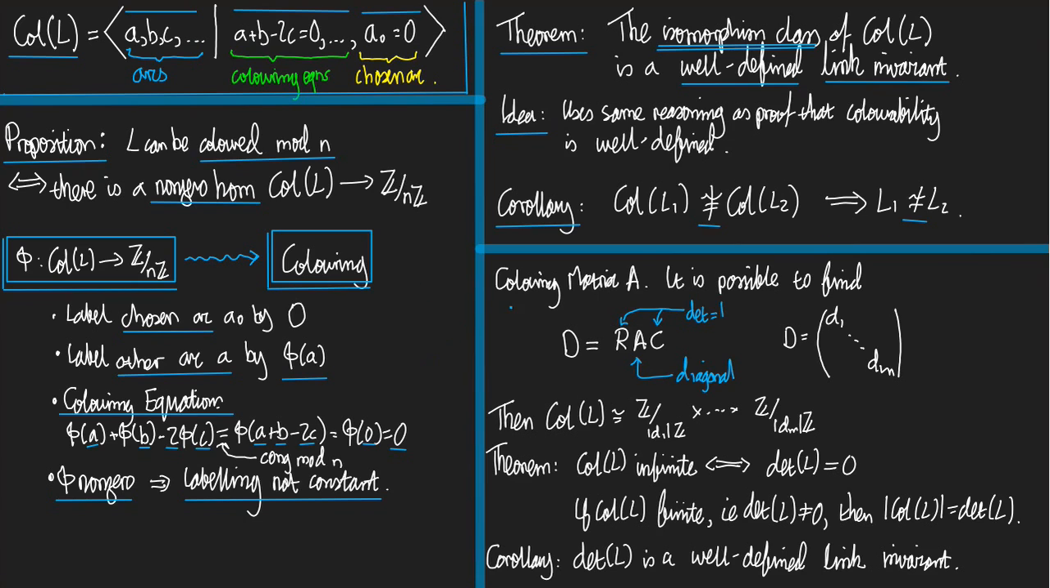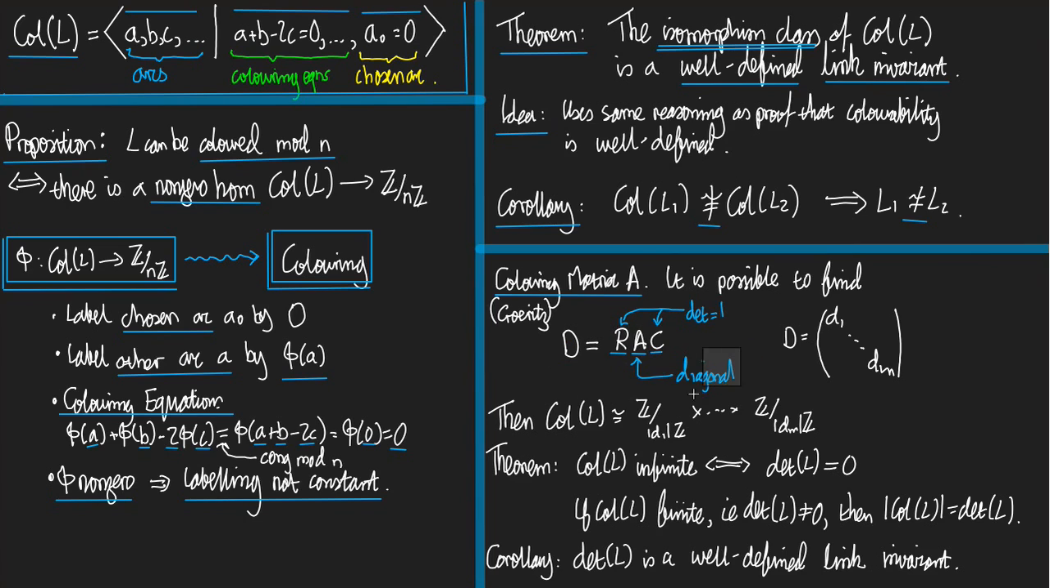Okay, one final bit of theory. So let's, down here on the bottom right, let's start with the coloring matrix A. Or you could start with the Goeritz matrix if you wanted to. Then it's possible to take your original matrix A, multiply it on the left by something with determinant 1, and on the right by something with determinant 1, so that the outcome is diagonal.